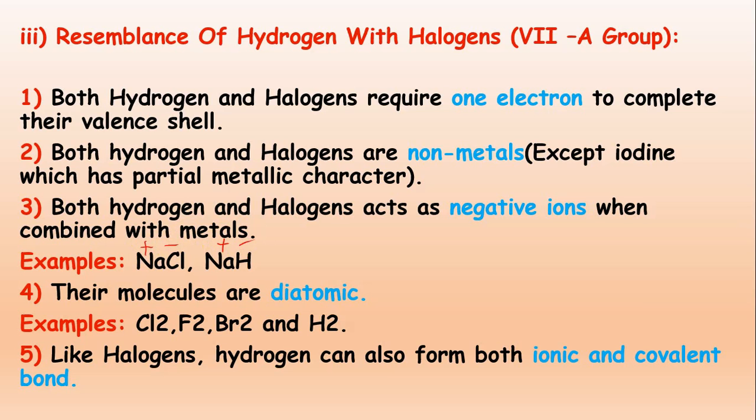The fourth property, a very important point, is that their molecules are diatomic. Hydrogen is also in diatomic molecular form. Like the 7th A group, they are all diatomic, like chlorine, fluorine, bromine. We can write bromine as Br2. We cannot write only Br. They are diatomic. The fifth property is that, like halogens, hydrogen can also form both ionic and covalent bonds.